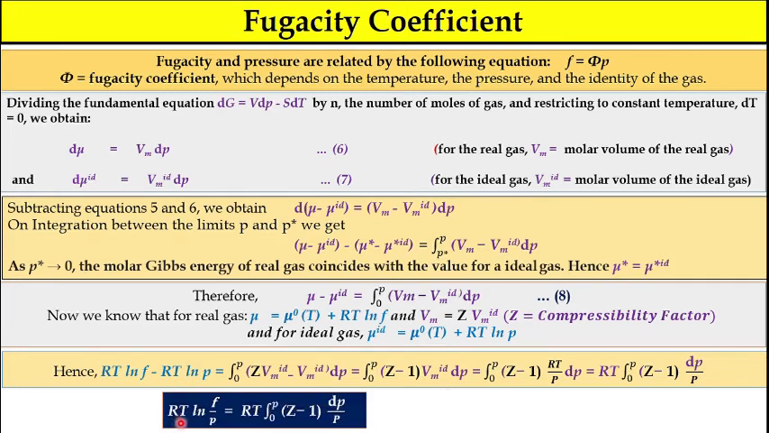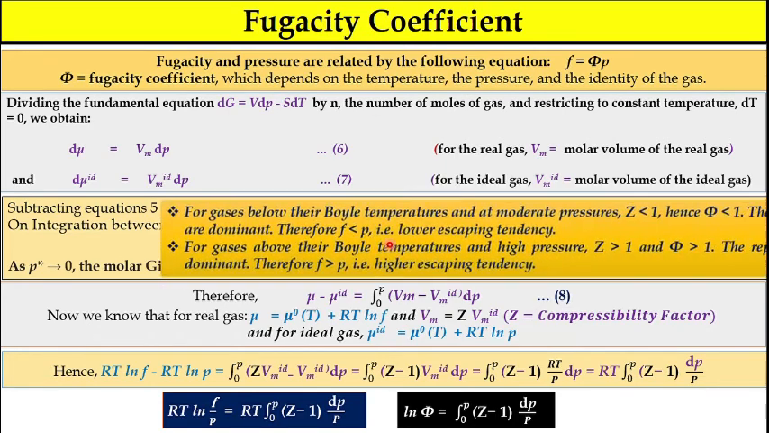Therefore, you can write RT ln f by P is equal to RT integration 0 to P of Z minus 1 dP by P. Now you know that f by P is the fugacity coefficient. So you can put the value, and if you cancel the RT from both sides, you write ln phi is equal to integration 0 to P of Z minus 1 dP by P. Okay, so this is the relationship between phi and compressibility of a gas and pressure. This is the equation of fugacity coefficient.